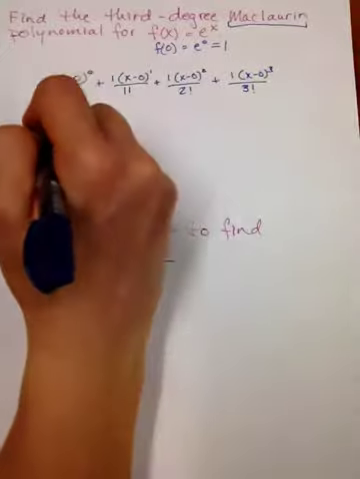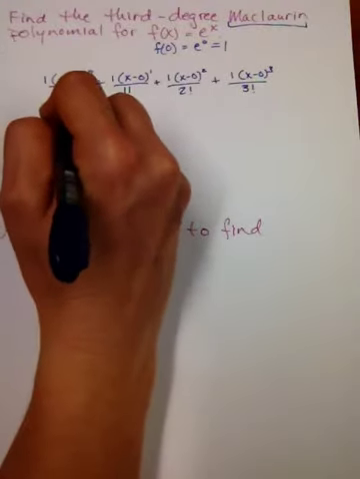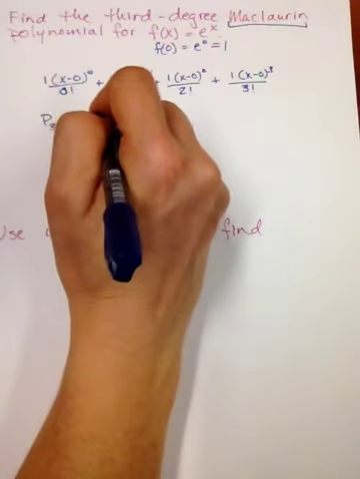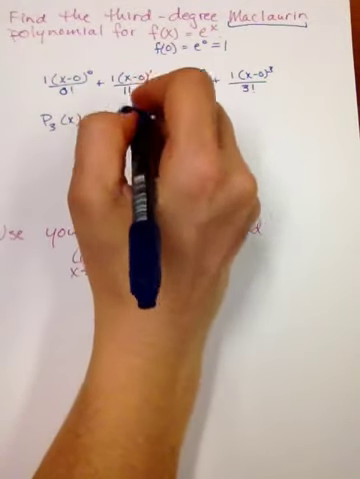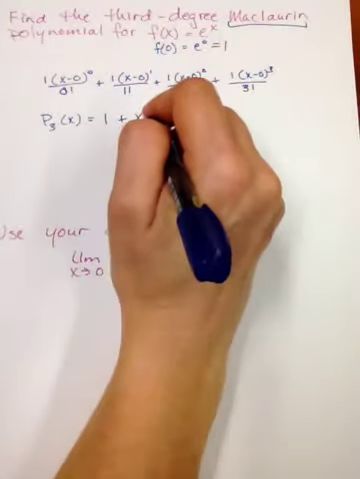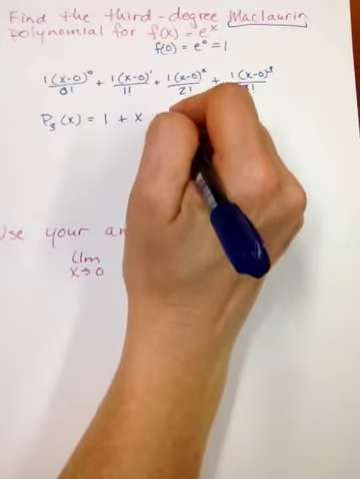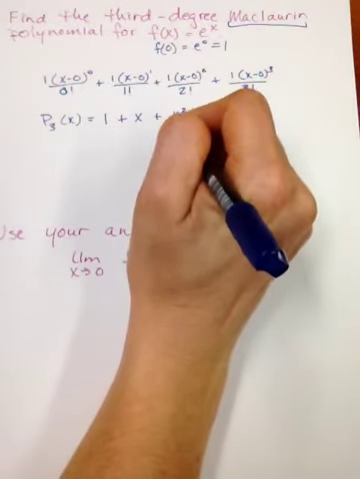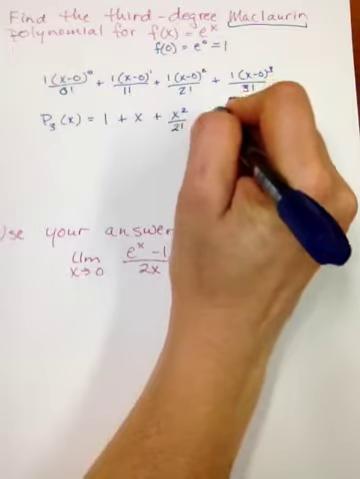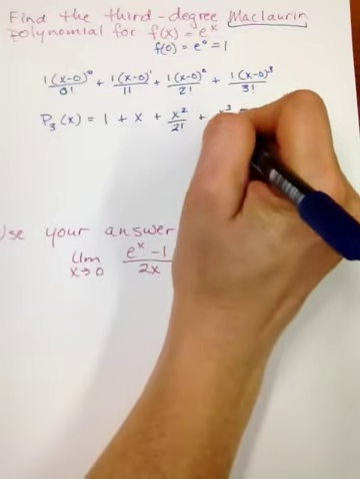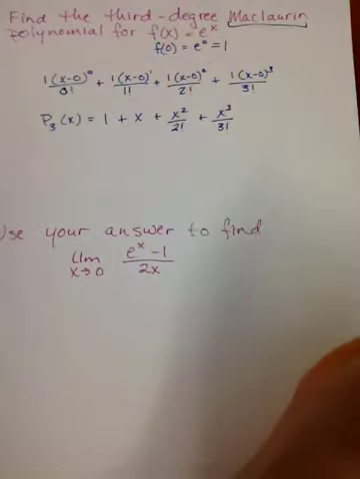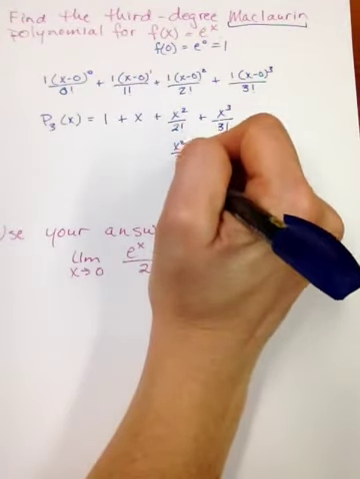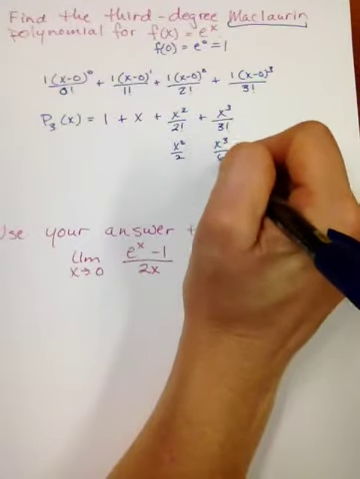So my third degree Maclaurin polynomial will equal, this simplifies down to 1, plus x, plus x squared over 2 factorial, which is 2. Just write it as 2 factorial, plus x cubed over 3 factorial. So we have the third degree. This is the same thing as x squared over 2 and x cubed over 6.